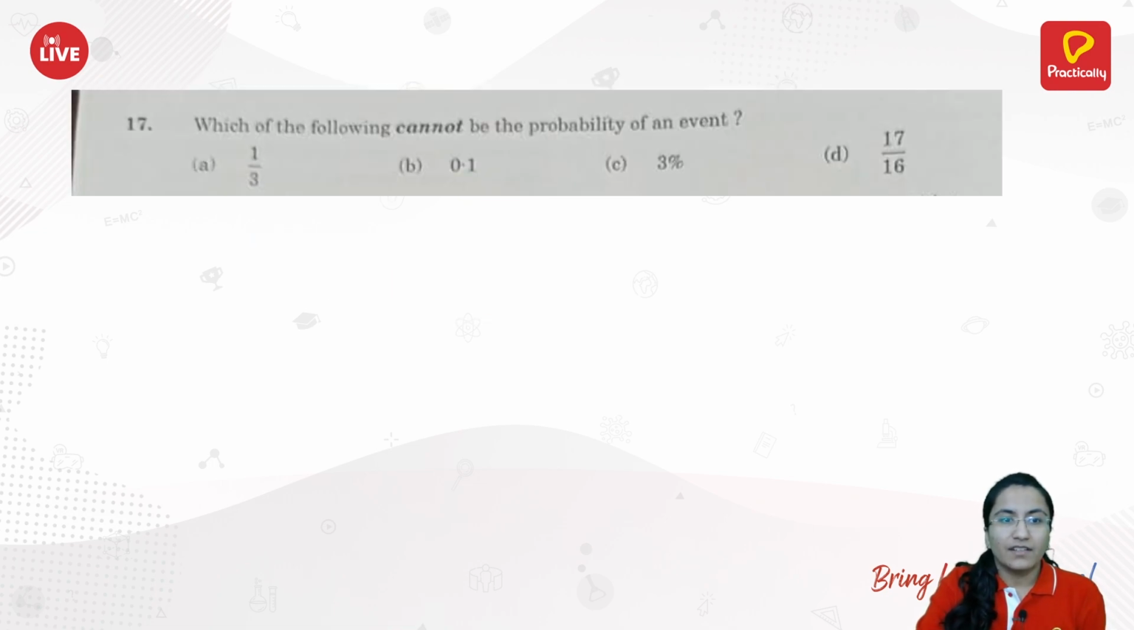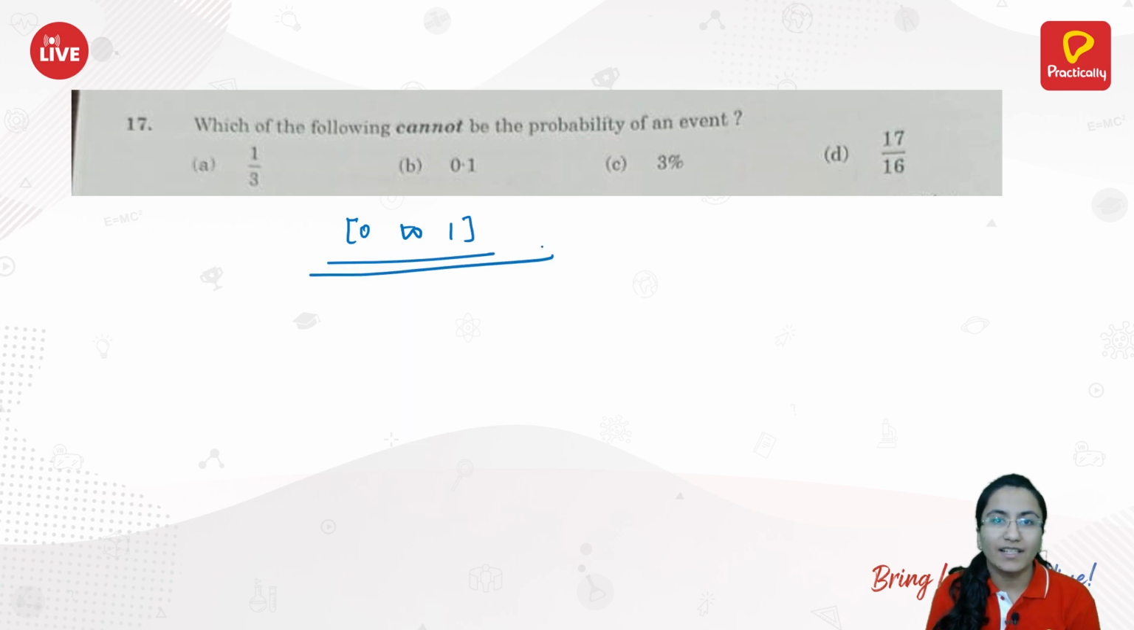Next question here you have is, which of the following cannot be the probability of an event? We know that the probability of an event lies in between 0 and 1, basically in between 0 and 1 it lies.